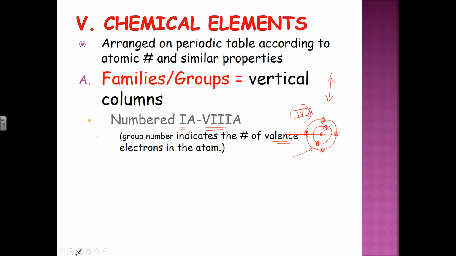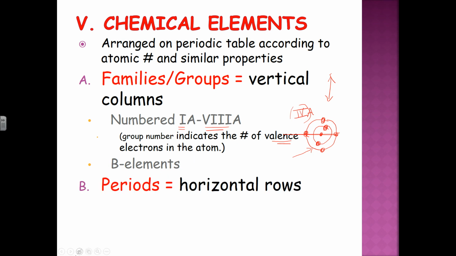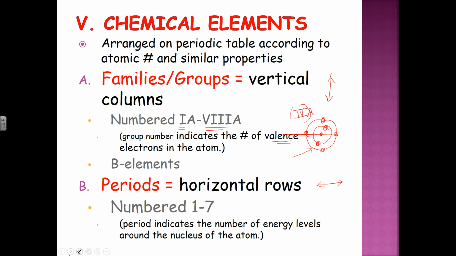Now that's for the representative elements. You also have the families that are referred to as the B elements or the transition metals. There's not really a pattern to what their numbers tell you, so we don't really learn a numbering pattern for those. Then we have periods. Periods are the horizontal rows on the periodic table. Periods run horizontally. On the periodic table, there are 7 numbered periods, numbered 1 to 7.